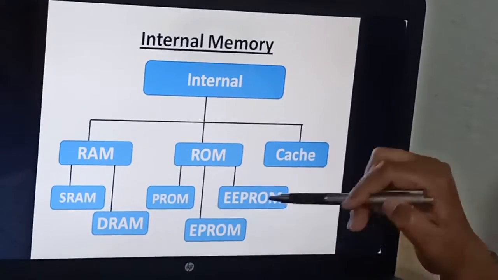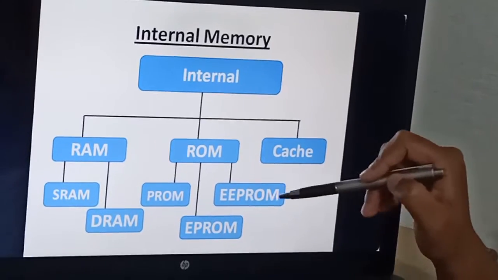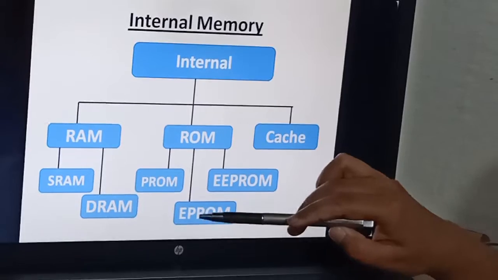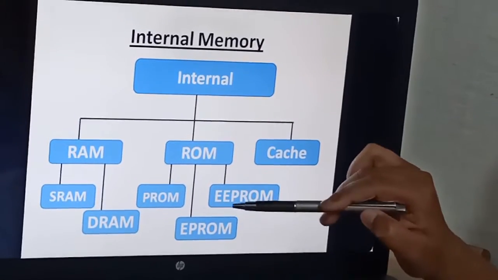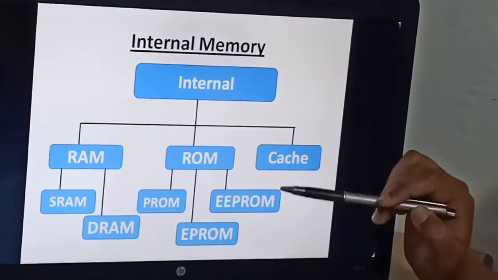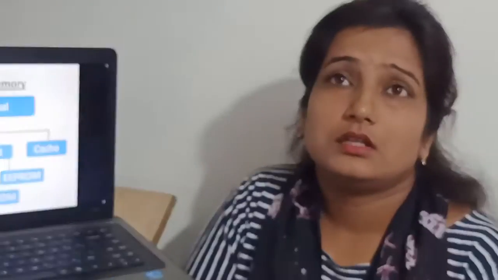ROM is of three types: PROM, EPROM, EEPROM. PROM means programmable read-only memory. EPROM means erasable programmable read-only memory. EEPROM is electrically erasable programmable read-only memory. Actually, ROM is a non-volatile memory. As RAM was volatile memory, meaning it was temporary, the data stored in RAM resides only till the power of your system is on. But ROM retains the data permanently. It does not matter whether the power is on or off. The data stored in ROM will always reside in ROM.